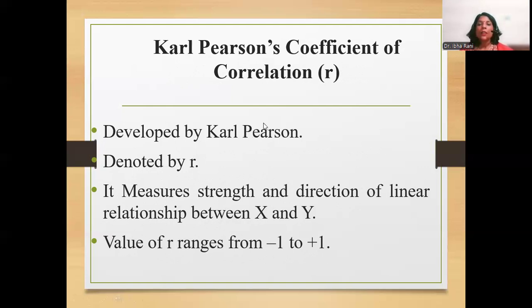The coefficient of correlation is represented by the value of small r. It is denoted by small r, and it measures the strength and direction of the linear relationship between two variables. Here these two variables I have considered as x and y. And one more thing you have to remember: the coefficient of correlation, meaning the value of r, always ranges from -1 to +1. The minimum value of r will be -1, and the maximum value of r when you calculate it will go to +1.